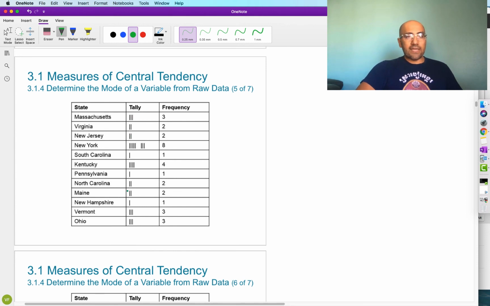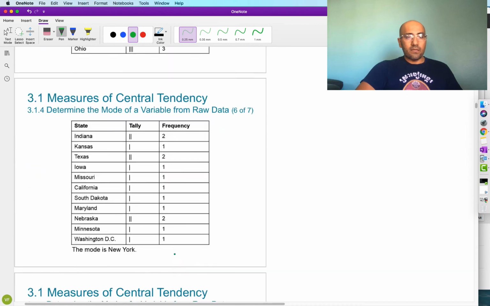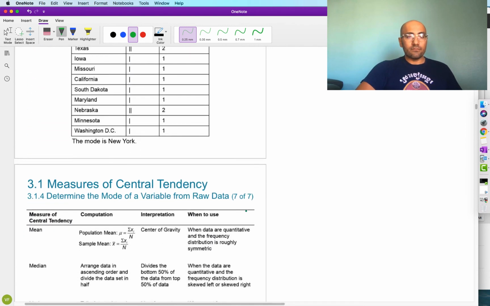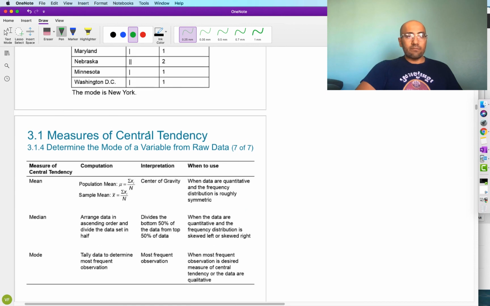Okay, so we can create a tally, and from the tally, when we total them, we look for the ones that happened a lot. So we got 8 there. That's a lot. And then that's it. That's the one that occurred most often. So New York is going to be the mode. The mode is the one that happened most often. Okay, so the mode is New York.